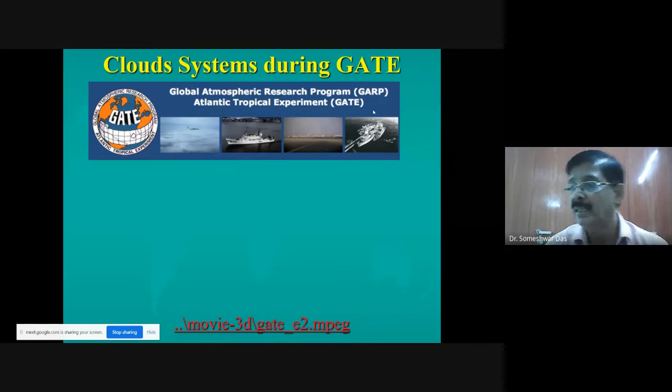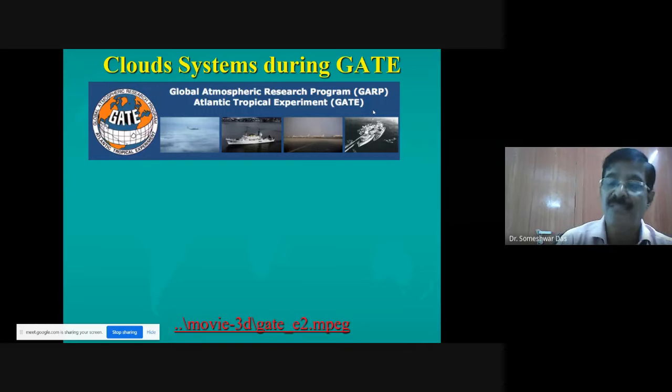Now this is an observational field campaign which was conducted to study the convection, the deep convection, the evolution of the deep convection over the tropical Atlantic Ocean. Okay, using many types of instrumentation like ship observations, balloon observations, and whatever technology was available in those days. Mind you, when was the GATE conducted? The GATE field experiment was conducted in 1974.